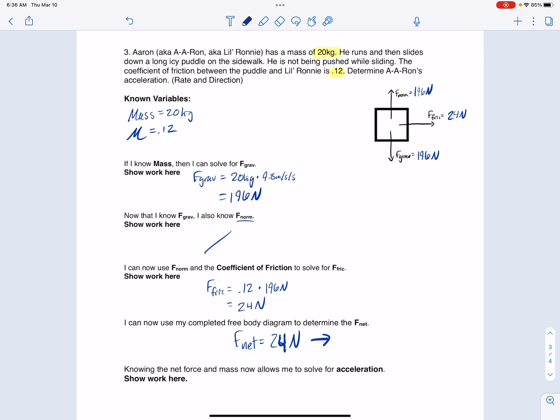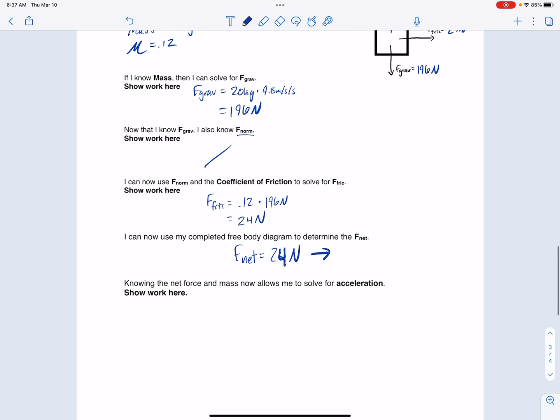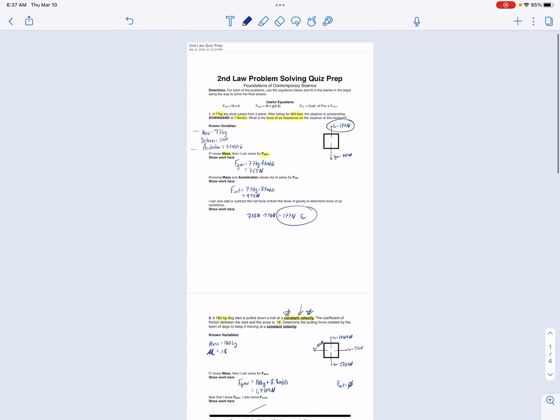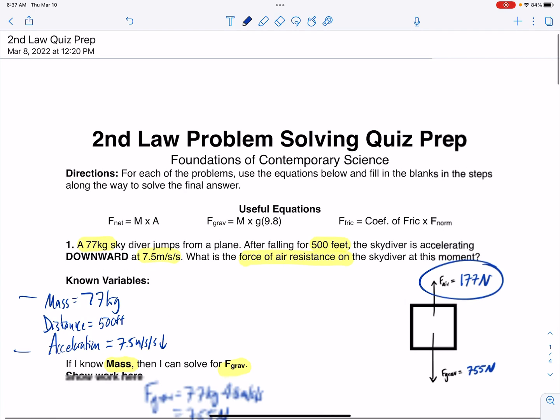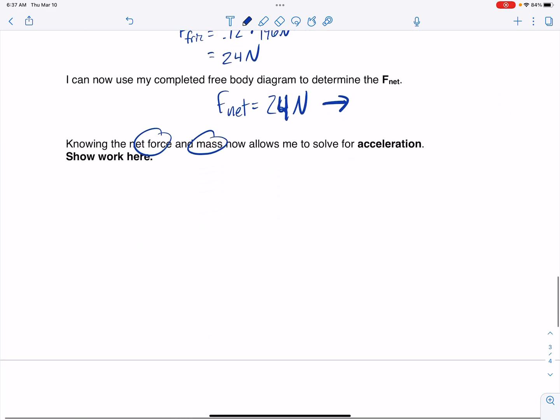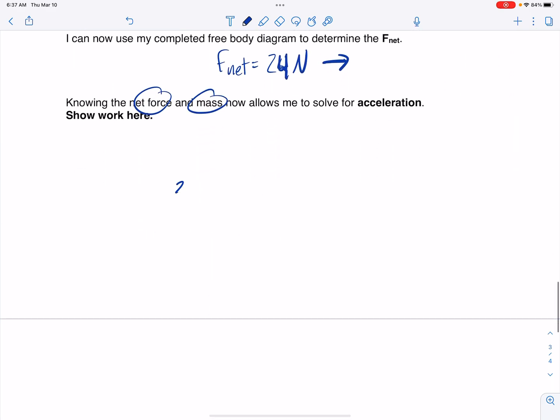That's pretty key. So now our final step: if we know net force, which we just figured out, and we know little Ronnie's mass of 20 kilograms, that allows us to solve for acceleration. Newton's second law, right here. The net force on an object is equal to its mass times its acceleration. We know this, and we know this. We can isolate the acceleration. Net force on little Ronnie is 24 newtons, and that's equal to his mass of 20 kilograms times who knows what his acceleration is. We need to solve for that.